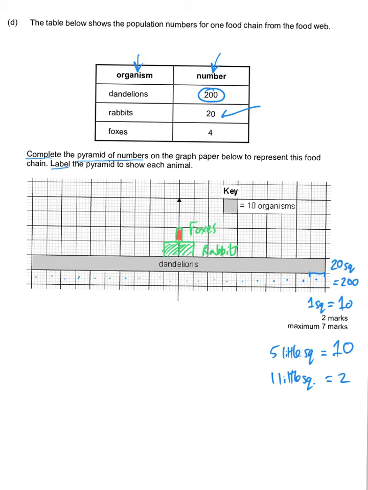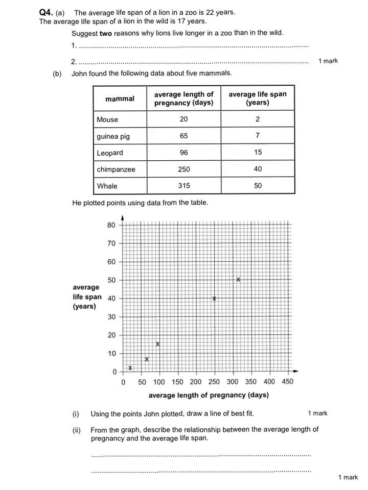So I'll write on the side the key. So the rabbits is 2 big squares, or if you were thinking in little squares, it was 10 little. And the foxes is only going to be 2 little squares. And that's all you need to do for the 2 marks. It needs to be labelled and it needs to be the right scale.